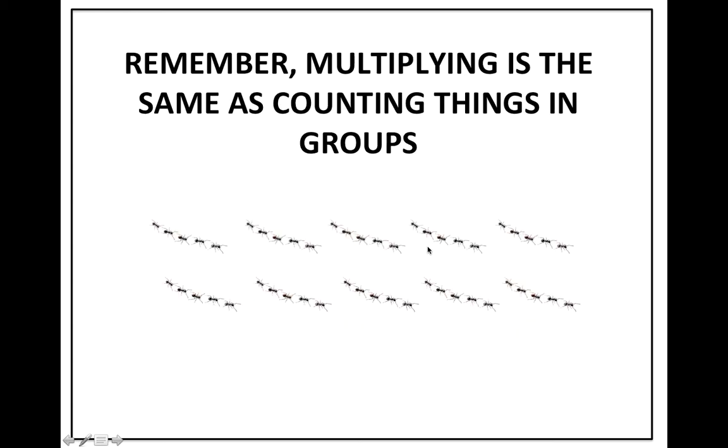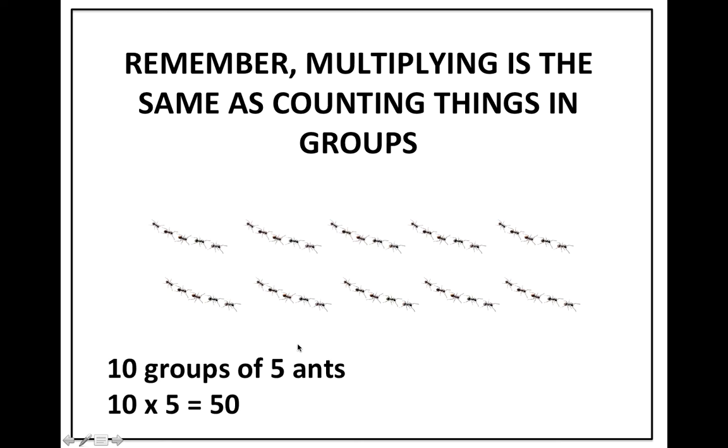We also need to remember that multiplying is the same as counting things in groups. So if we look at this example here, we've got 10 groups of 5 ants in each group. So our problem would look something like this. 10 groups of 5 ants, which is 10 times 5, and we all know, I'm sure, that that is 50.